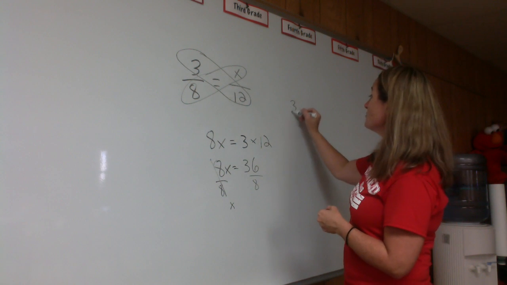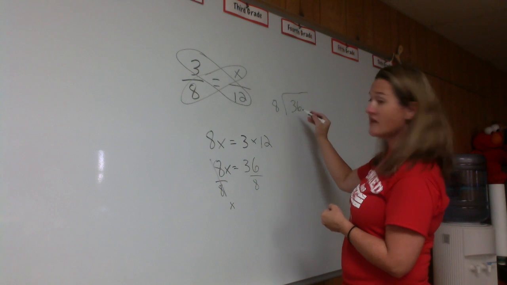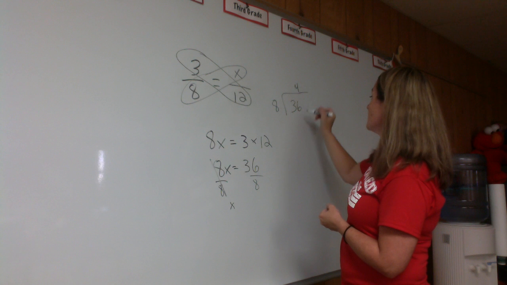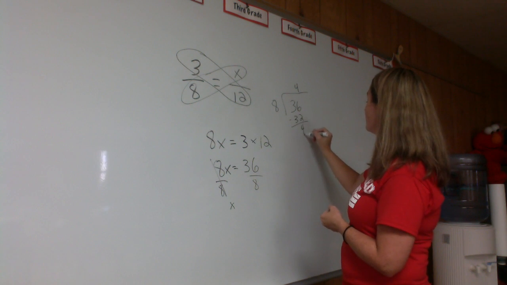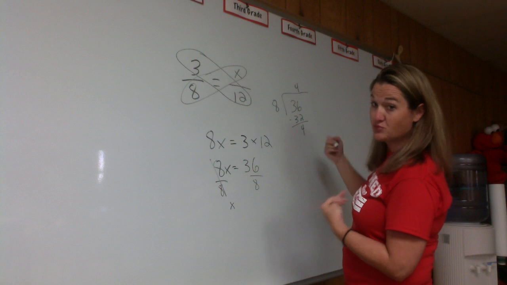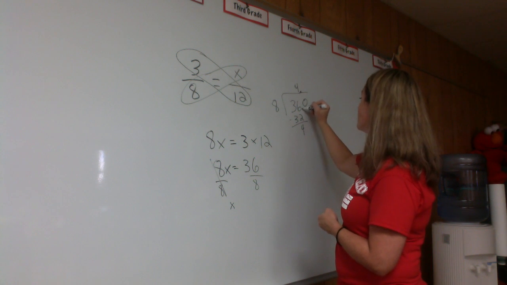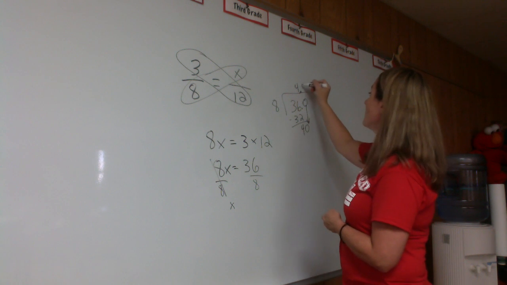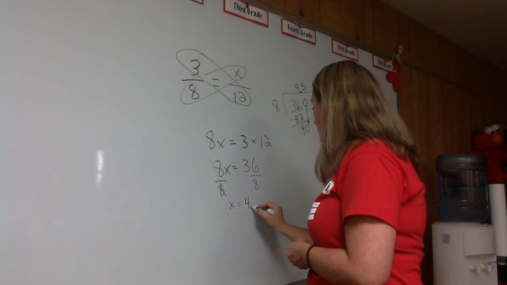I know that doesn't go evenly, so I'm just going to work it out. 8 goes into 36 4 times, which gives me 32, with a remainder of 4. We don't have remainders, we're going to go to the decimals, so I add a decimal and start annexing zeros. 8 goes into 40 5 times. So x is equal to 4.5.